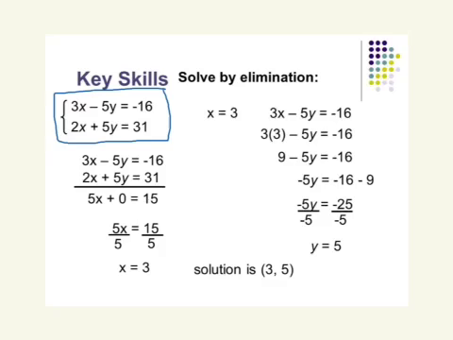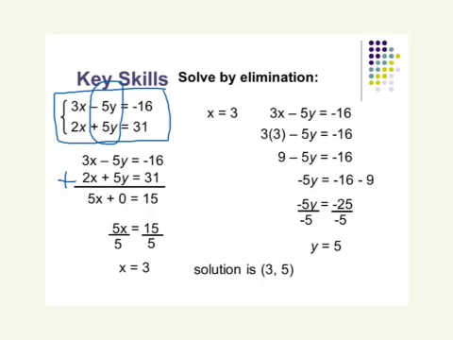Step 1 is to multiply one or both of the equations so that when we add them together, elimination will occur. Now as you can see, we can skip this step because we have a negative 5y and a positive 5y. So when we add these two equations together, the y's are going to be eliminated. So we can skip step 1 and go straight to step 2, which is to add the two equations together.